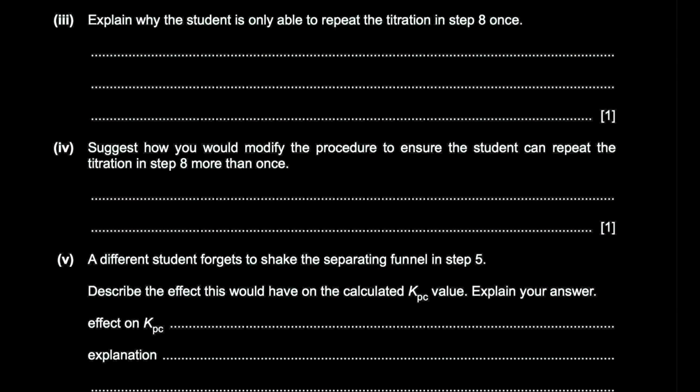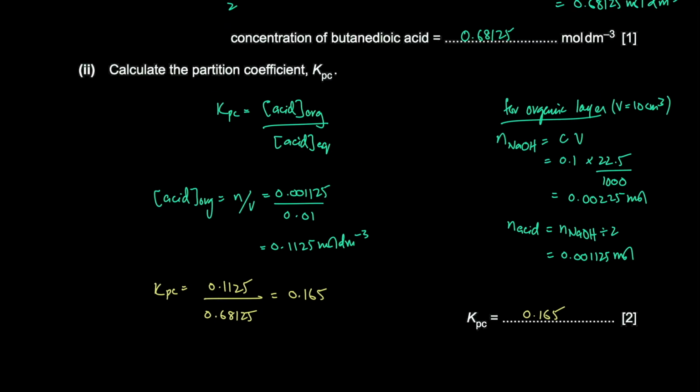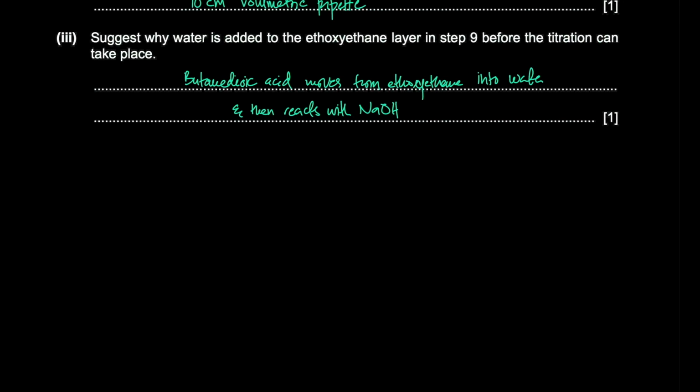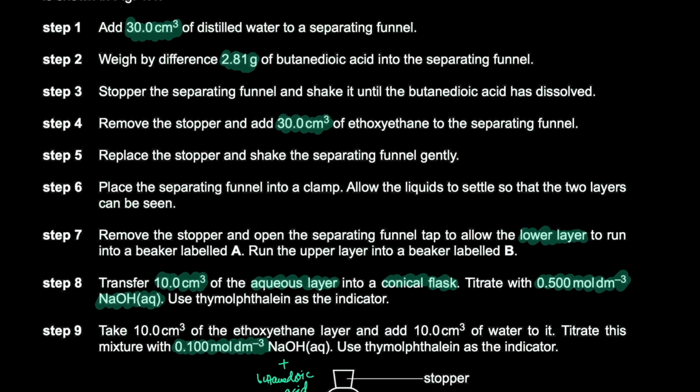B part 3 says explain why the student is only able to repeat the titration in step 8 once. Now if you wanted to repeat the titration, you're going to need another 10 cm³ of the aqueous and the organic layer for the titration. If we go back, we see that we only prepared 30 cm³ of each. We used up 10 cm³ in the first titration of each layer. If we take another 10, then we've used up 20.